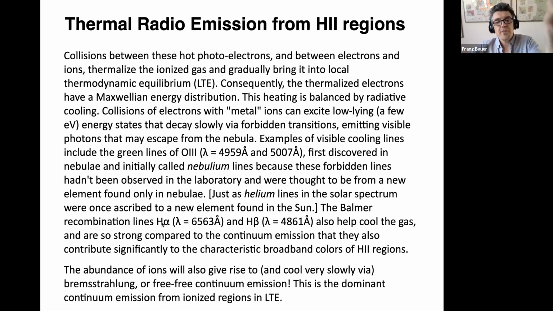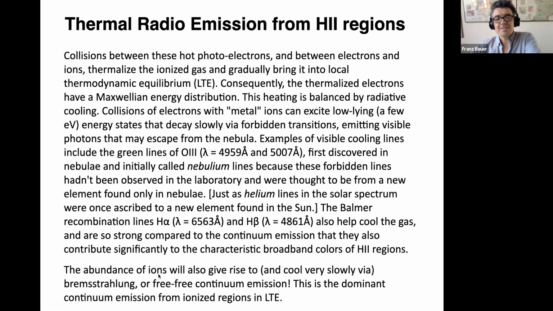So the Balmer recombination lines are at these two frequencies. They're the most common ones. They help the gas cool a lot. So these are the recombination lines I mentioned before. And so they're relatively strong compared to any continuum emission that you see. However, you can see continuum emission if you have sensitive enough instruments, and this continuum emission will be from bremsstrahlung.